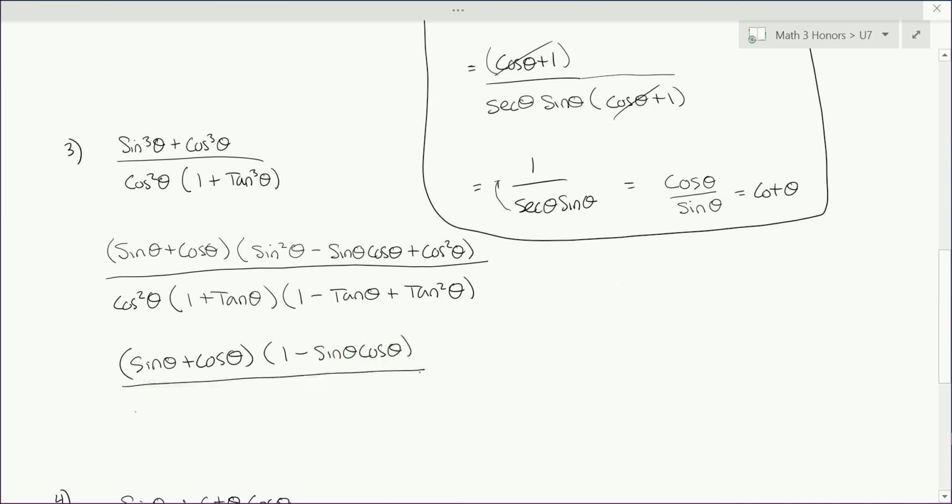All right, so you see in the numerator, I got rid of the sine squared and the cosine squared, I put a 1. And then in the denominator, I got rid of the 1 plus tangent squared, I replaced it with a secant squared.